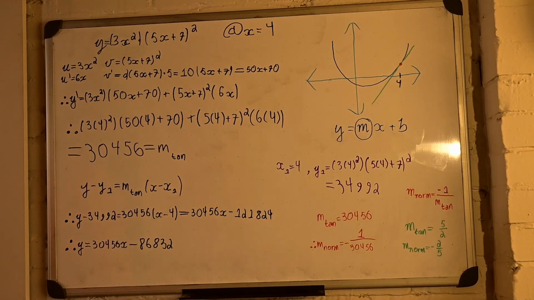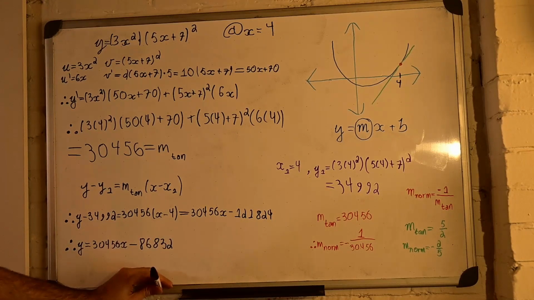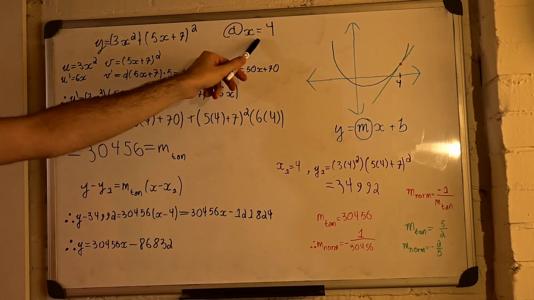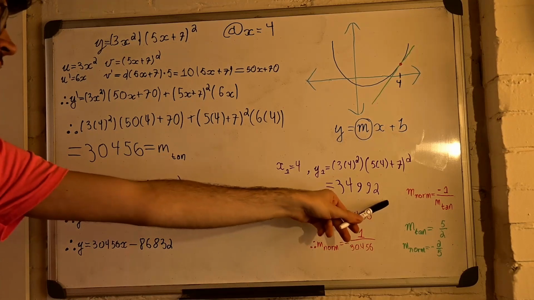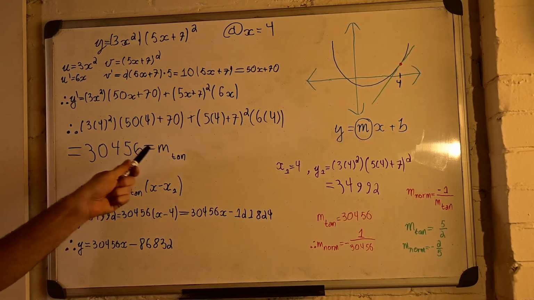My math might not have been perfect. I'm pretty sure I did it right, but it doesn't really matter, right? This is just a demonstration. And that's it. This is the equation of the tangent line at the specific point that they gave us, which is x equals 4 and y equals 34992. So that's that. And that's the tangent line.